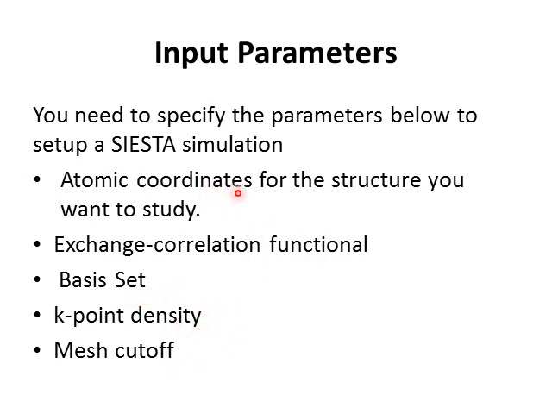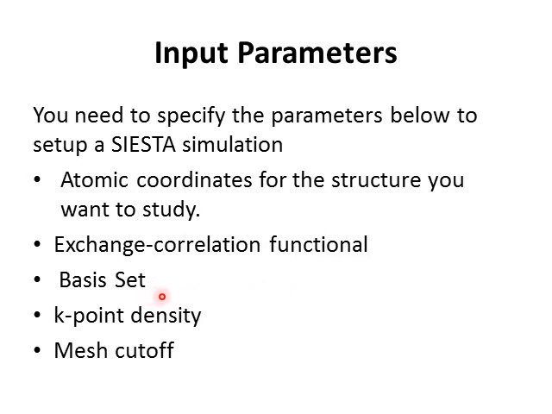For the atomic coordinates, you can get them from literature or experiment, or you can generate your own atomic coordinates using 3D molecular visualization software such as CrystalMaker, VMD, or SIESTA. Exchange correlation functional describes interaction between electrons.